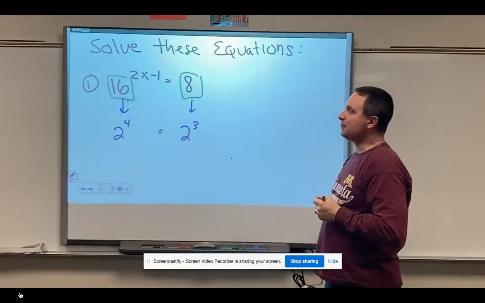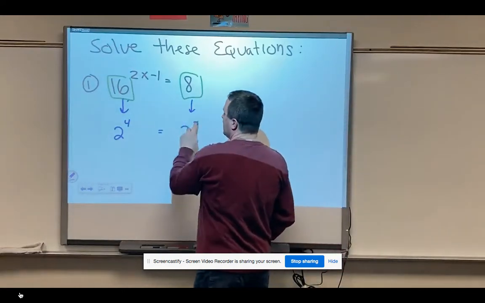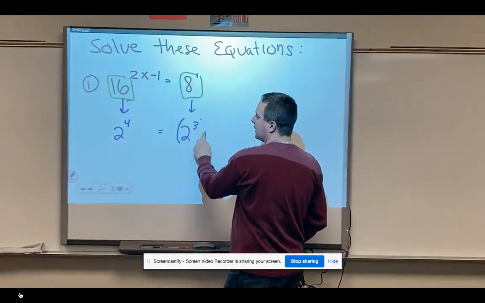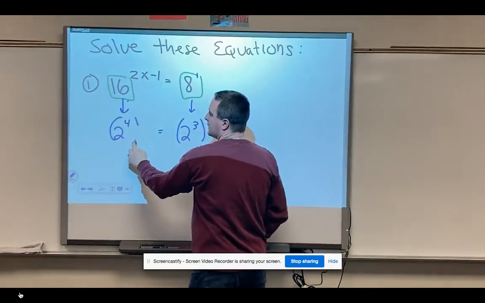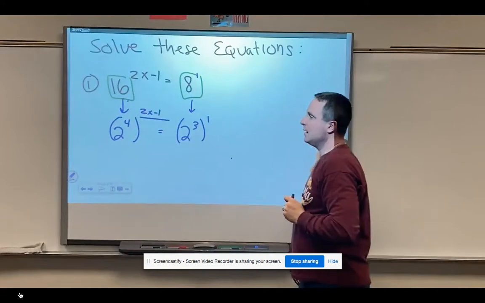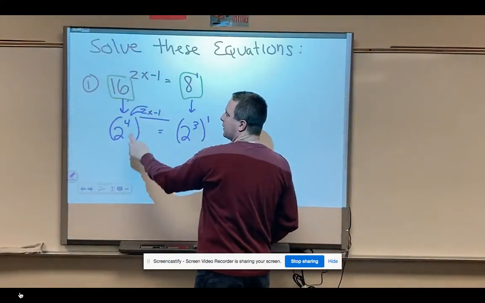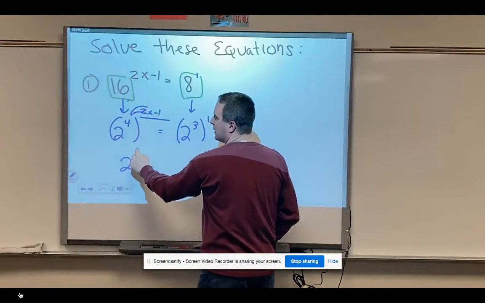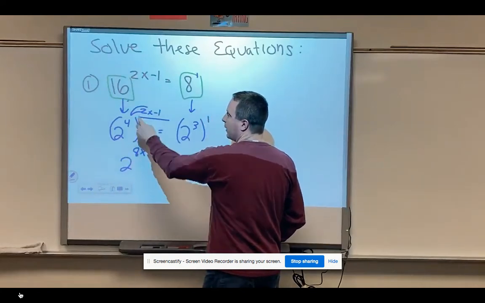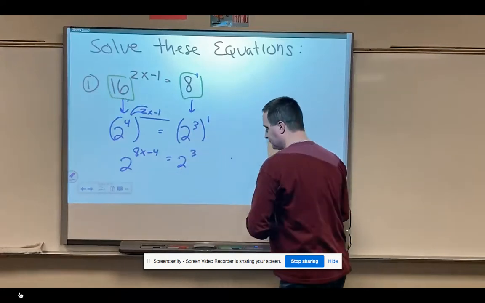Okay, so I can rewrite both of them as base 2. This one just has a 1 up here, so technically it's like this. But 16 is still being raised to the 2x minus 1 power. And if I use my properties of exponents like we saw in the last slide, if I distribute here, that's 2 to the 8x minus 4 when I multiply to both, is equal to 2 to the 3rd power.